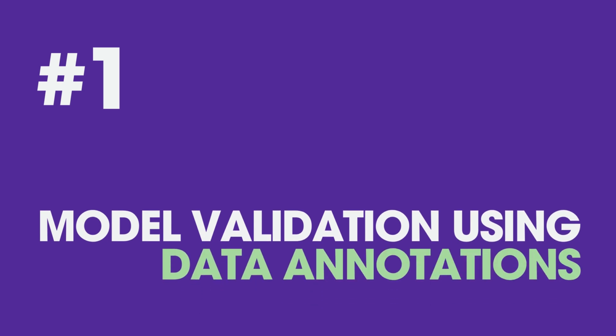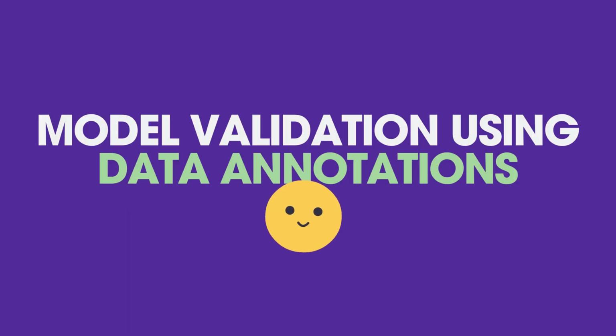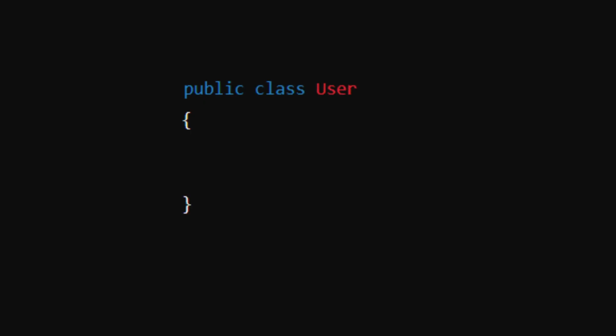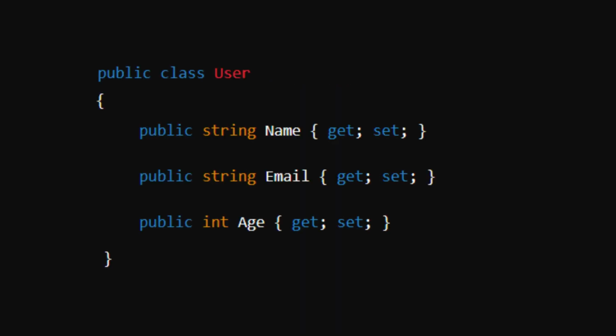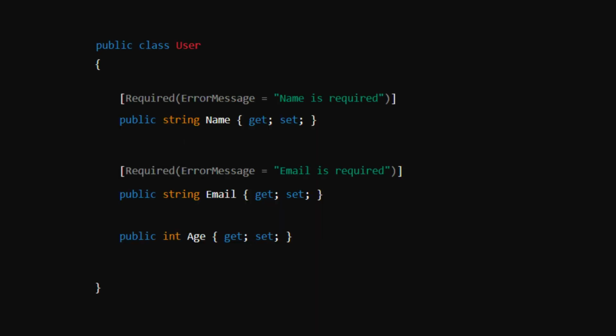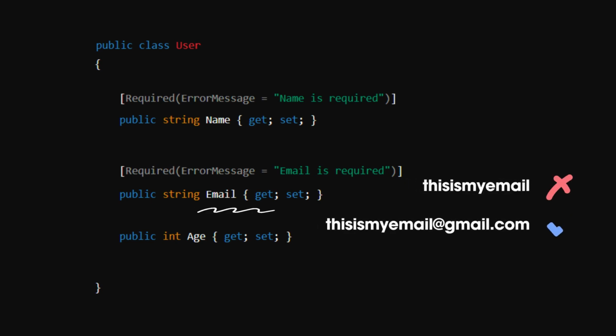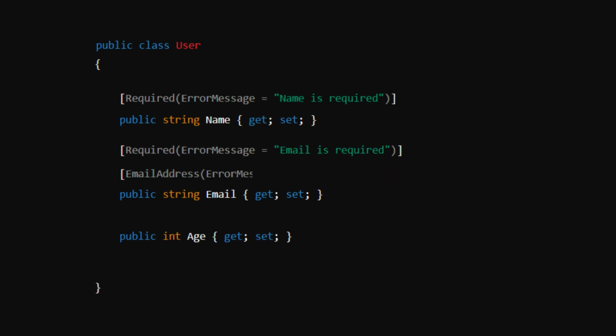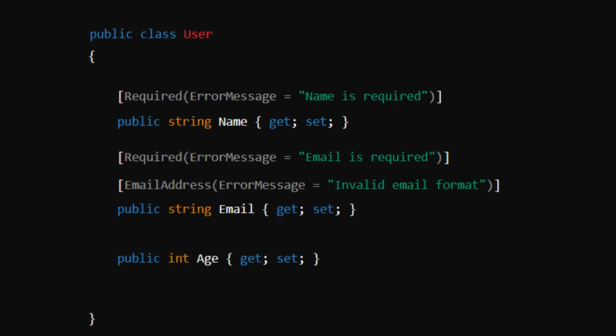Number 1. Model validation using data annotations. This is the basic and simplest way to add validation. Let's say we have a user model. We have 3 fields here. The name and email are required, meaning that empty or null values are not allowed. So, we can add the required data annotation to these 2 fields. The email must be in the correct format. To validate email address format, we can add the email address data annotation for it.